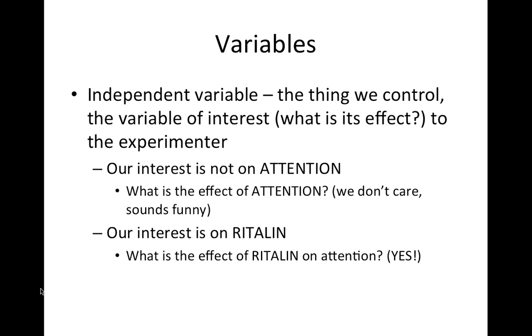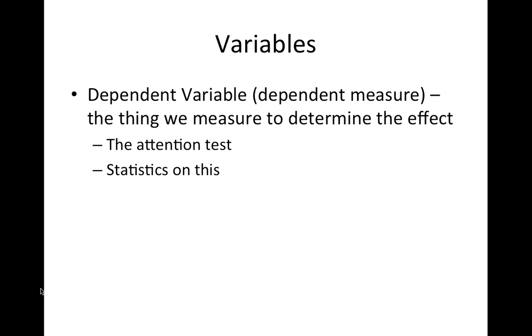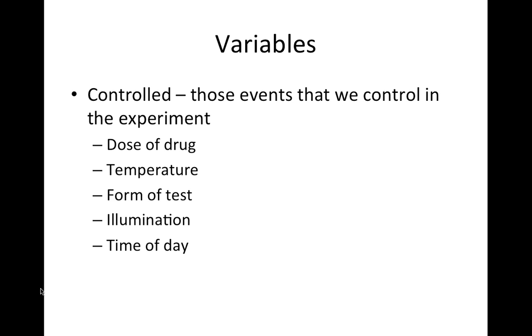So our independent variable here is Ritalin, or the drug. Our dependent variable, or dependent measure, is the thing we measure to determine the effect. It's the attention test. It's the thing that we conduct statistics on. So the outcome of the test, which we think is related to attention, we think is going to be driven by Ritalin or not. Okay, so that's our independent and dependent variables.